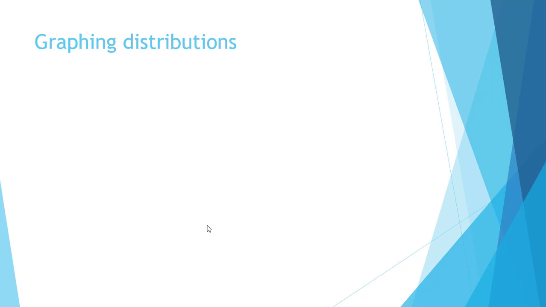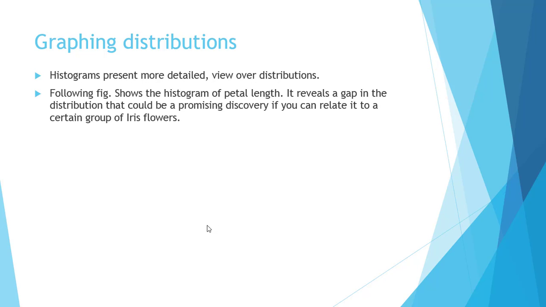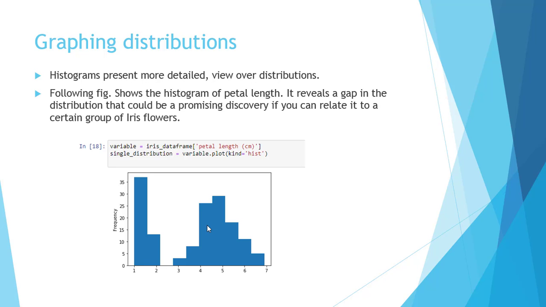Next is graphing distributions. Histograms present a more detailed view of the distributions. This figure shows the histogram of the petal length. It reveals a gap in the distribution that could be a promising discovery if you can relate it to a certain group of iris flowers. For that, we have to use the function variable dot plot and kind. We have to assign the hist value to the kind parameter.